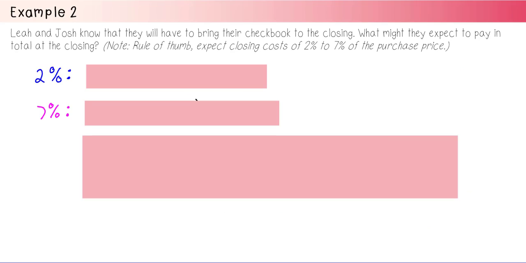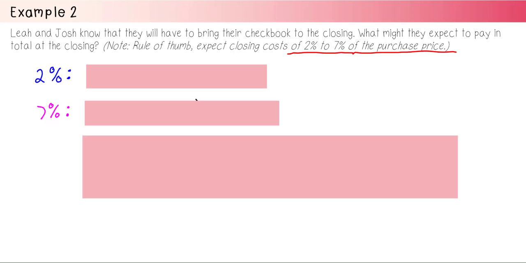So when you go to closing, you can typically expect closing costs to be between 2 to 7% of the purchase price. So Lee and Josh know that they will have to bring their checkbook. What might they expect to pay in total closing costs? We would use this 2 to 7% rule and figure out the lowest amount we expect and the highest possible amount.